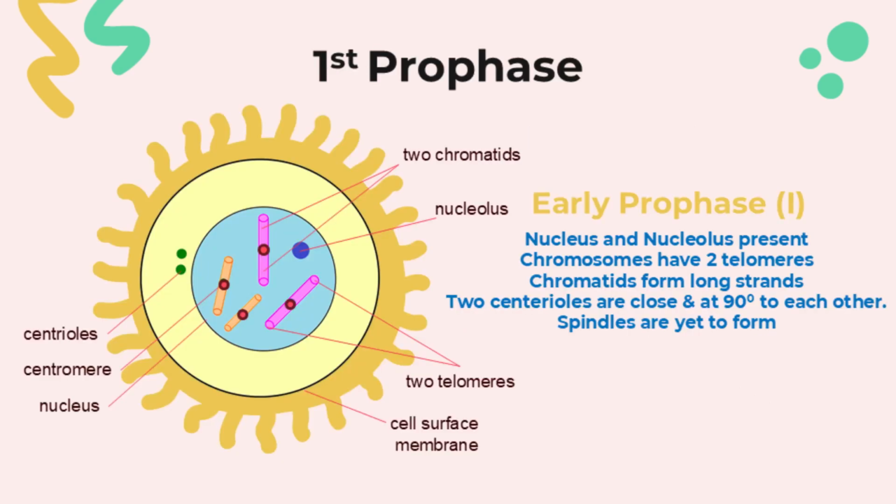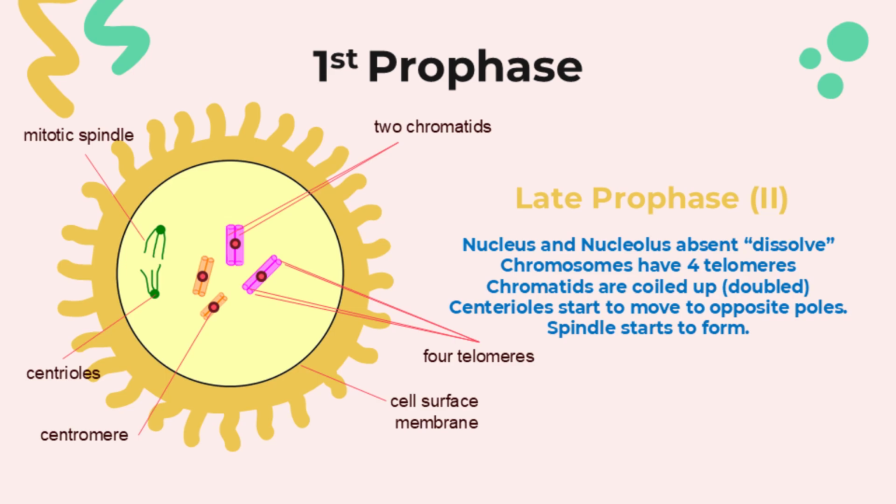The first stage is prophase. It's divided into two phases: early prophase and late prophase. Early prophase. The nucleus and nucleolus are present, visible by staining. The chromosomes have two telomeres, one at each end. Chromatids form long strands. They are not coiled up. Two centrioles are close together, next to the nucleus, and are perpendicular to one another. The spindles have not yet formed.